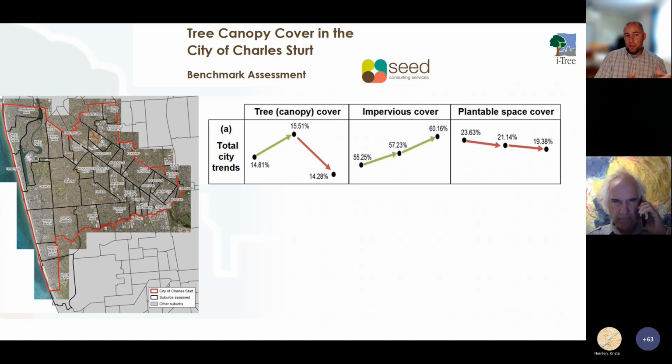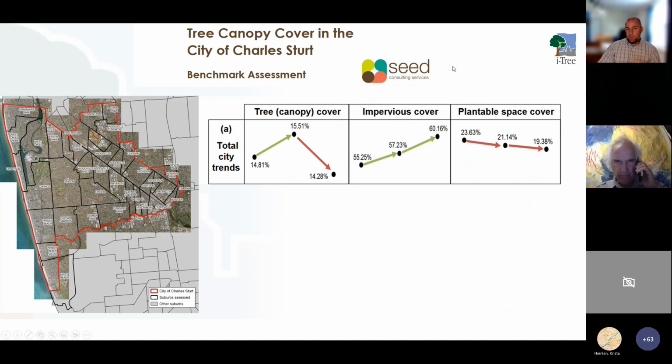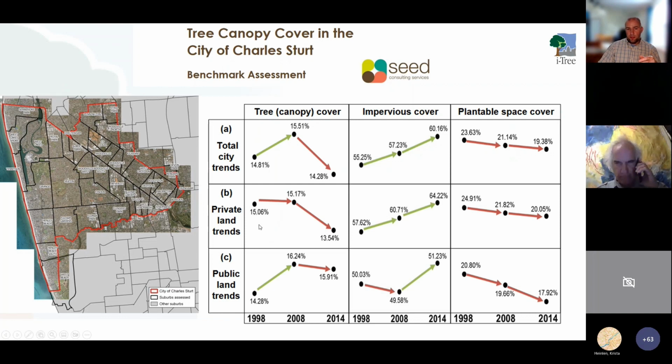She did the historical projects. And what she found was that even though they're putting in all this money, they're actually losing canopy cover in the city of Charles Sturt. So she went one step further and she divided the city up into public lands and private lands. And what she found was that on the private lands is actually where they're losing the most canopy. So they went down from 15% to 13%. The public lands tree canopy cover went up at first and then it stayed relatively flat. It just went down by about 1/4% in that last 6-year period.